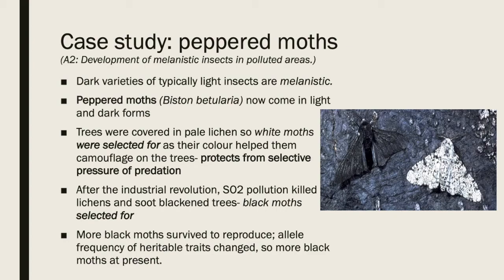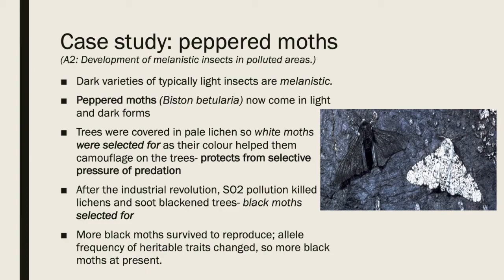It comes in the melanistic dark form, which you can see on the left side of the image, as well as a white or light form on the right-hand side. Previously, only or mostly the white form of the insect was found because trees were covered in pale lichen, and as a result, white moths were selected for because their light color helped them to camouflage on the trees. The selective pressure of being predated by predators in the area caused natural selection to select for the light-colored moths because they could hide from predators. Thus, the allele of the gene which gave them this light coloring was passed on more frequently to their offspring, and so in general, this was a much more common variety.